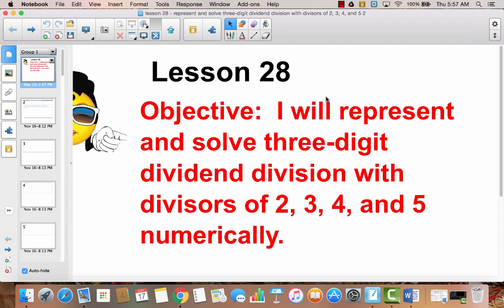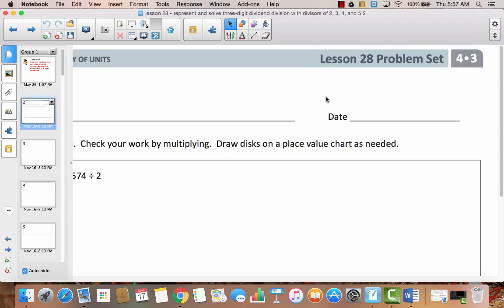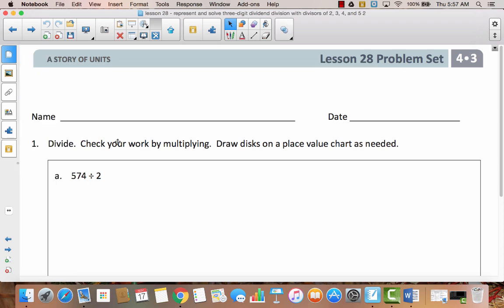Lesson 28, I will represent and solve three-digit dividend division with divisors of 2, 3, 4, and 5 numerically. Okay, so in this lesson, you can see the directions say we're going to divide and we're going to check your work by multiplying. Draw discs on a place value chart as needed.